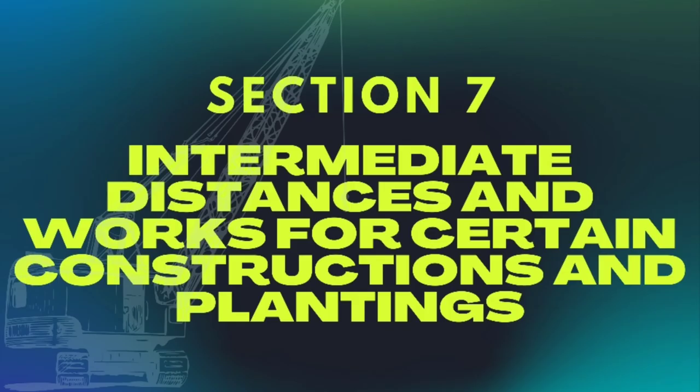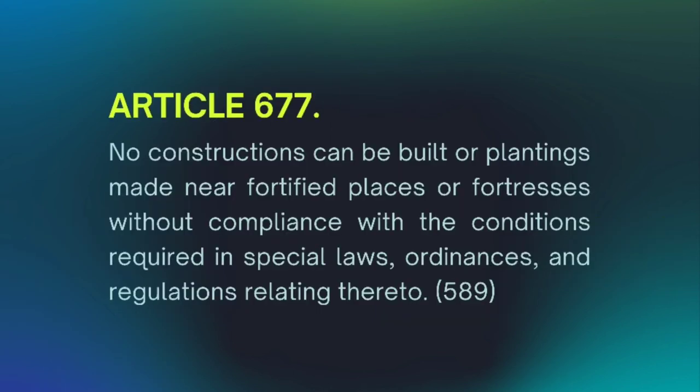Section 7. Intermediate distances, and works for certain constructions and plantings. Article 677. No constructions can be built, or plantings made, near fortified places or fortresses without compliance with the conditions required in special laws, ordinances, and regulations relating thereto.